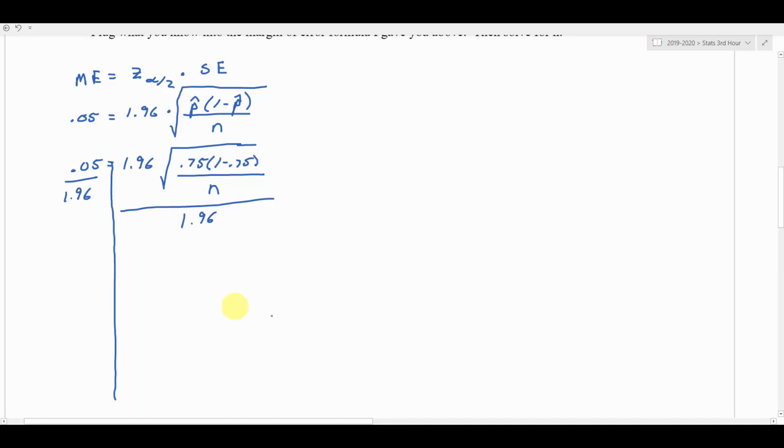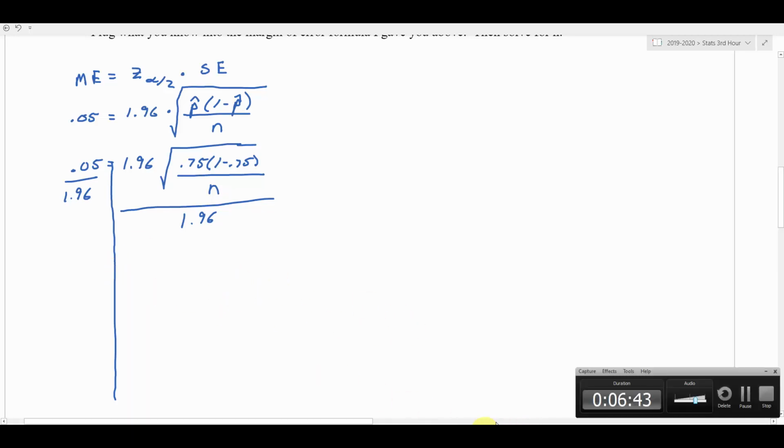All right, so now that we have divided both sides by 1.96, on the right-hand side, the 1.96's will cancel. Right, so all we're left with is that big square root. And I'm going to simplify a little bit inside of that square root. So if I do the 0.75 times the 1 minus 0.75 here, we'll get 0.1875. And that'll be 0.1875 over n. And then over here, I'll go to my calculator and divide 0.05 by 1.96.